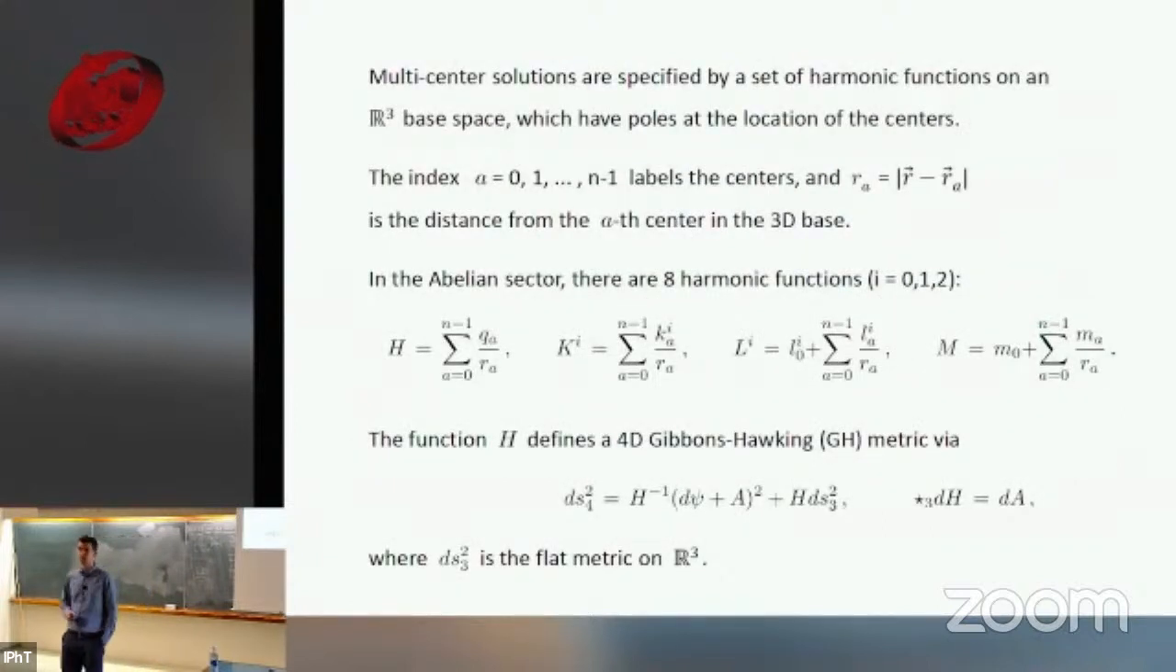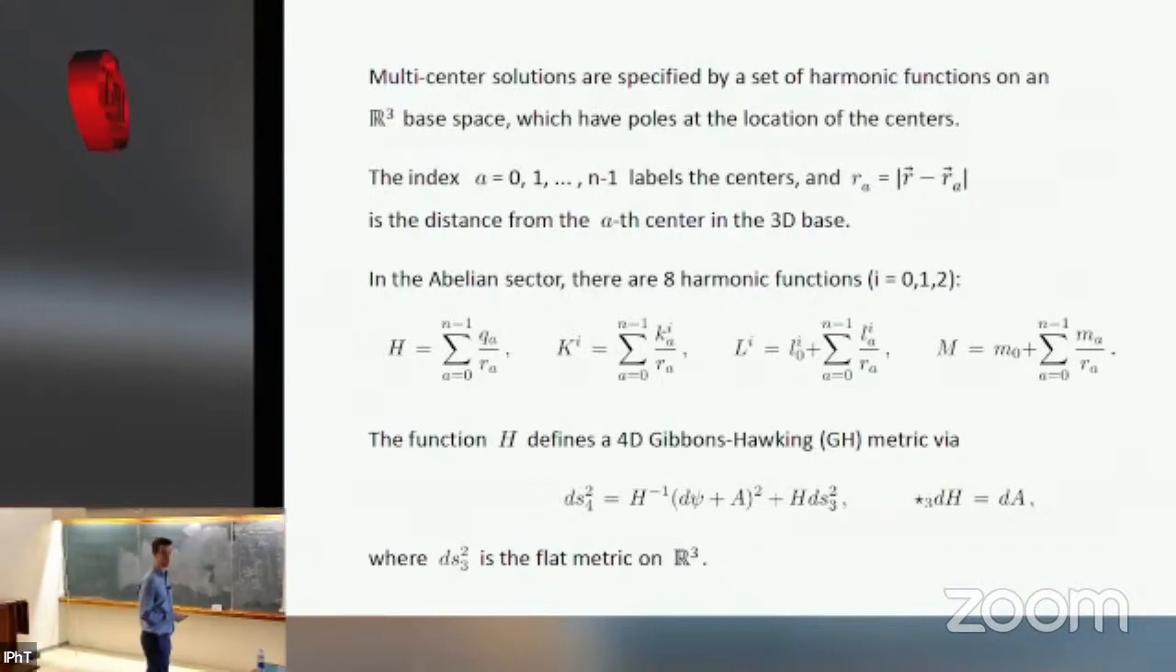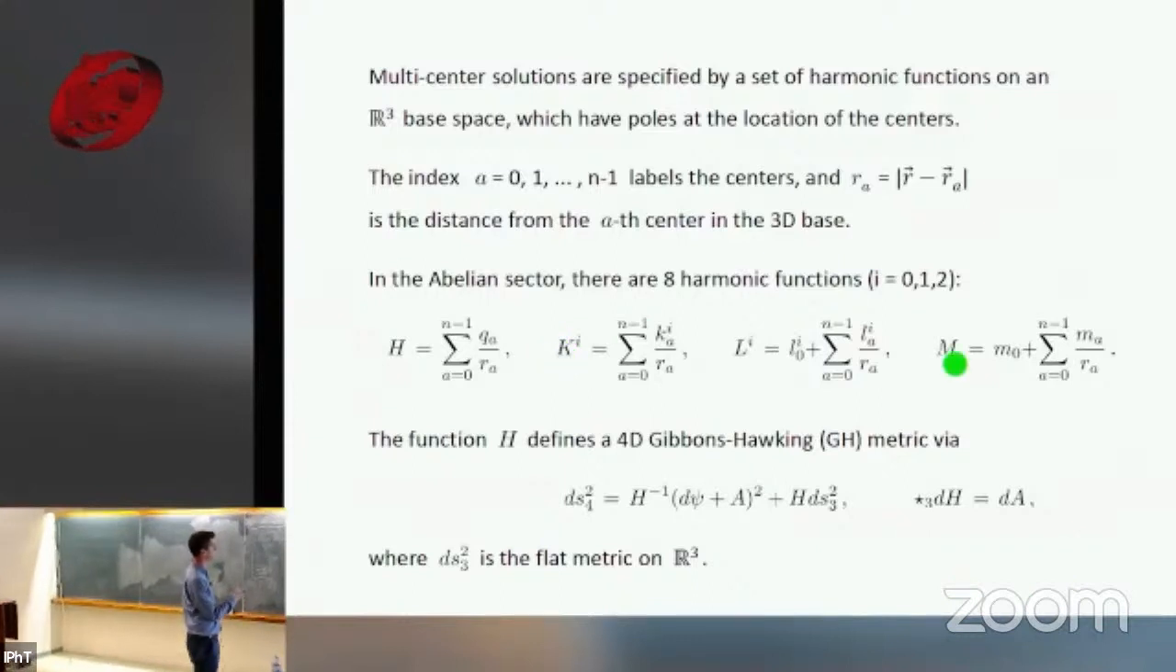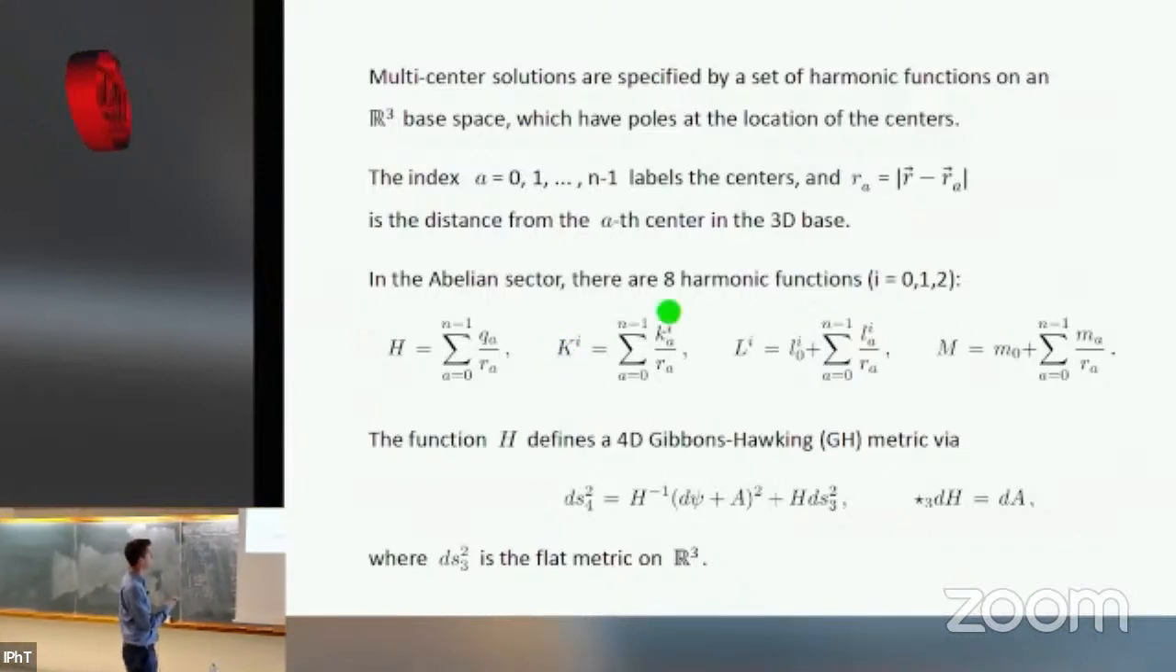In the abelian sector, which will be familiar to the experts, but particularly for the people who haven't worked on this, we have a set of harmonic functions defined on this R3 base space. And I'll work relatively generally at the start, where I'll have a label little n for the number of centers. And we have 3 abelian vectors. So this index I runs over 3 values, 0, 1, and 2. So I have 8 harmonic functions.